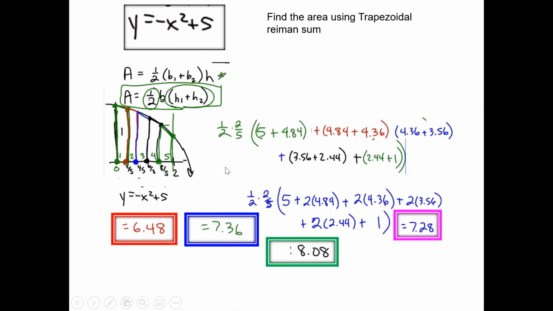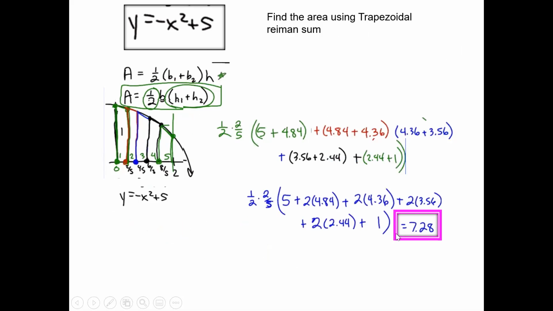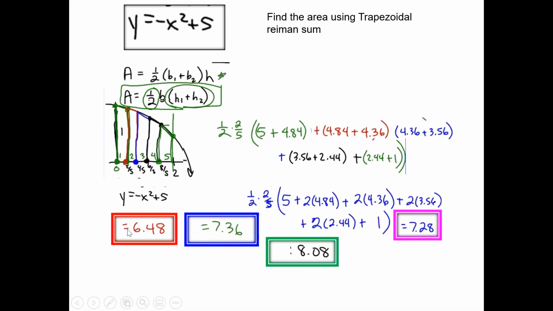So here we go. If you were to do that, this is what you would have. Now, we did find the trapezoidal Riemann sum, and that was 7.28. If you were to do the left Riemann sum, it will be 6.48. If you were to do the right Riemann sum, that will be 8.08. If you were to do the midpoint Riemann sum using this function, it will be 7.36. Our trapezoidal Riemann sum actually falls right in between here. And this is an actual more accurate estimation of the area.